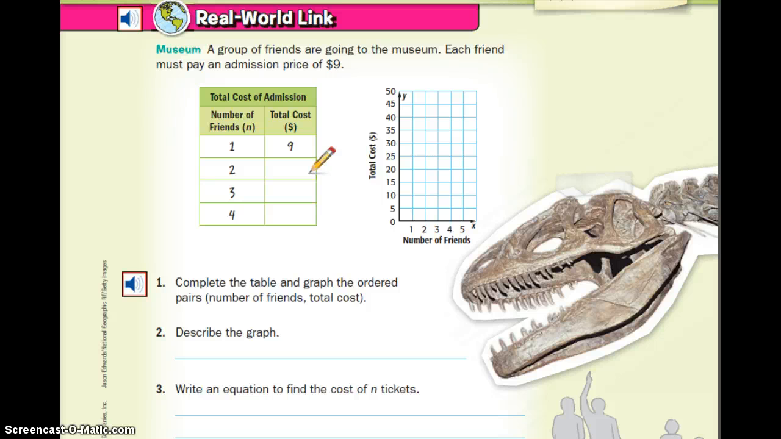Ian, take it away. A group of friends are going to the museum. Each friend must pay an admission price of $9. If one friend is going, the total cost is $9. If two friends are going, the total cost is $18. If three friends are going, the total cost is $27. And if four friends are going, the total cost is $36. That's awesome. Now graph it.